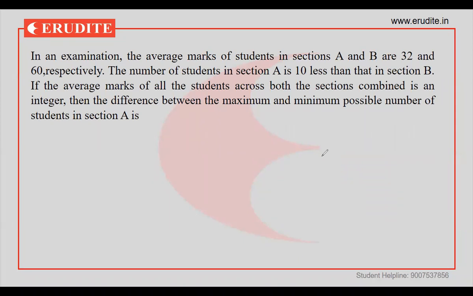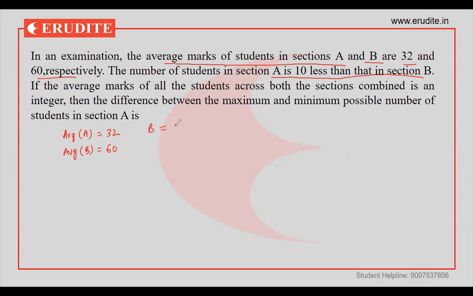Hello everyone. So we are going to discuss this question. This question came in CAT 2022, slot 3. So what they're saying, guys, in an examination, the average marks of the students in section A and B are 32 and 60 respectively. So the average marks of A is 32, and the average marks of B is 60. The number of students in class A is 10 less than the number of students in section B.